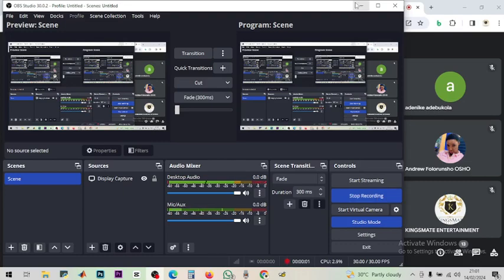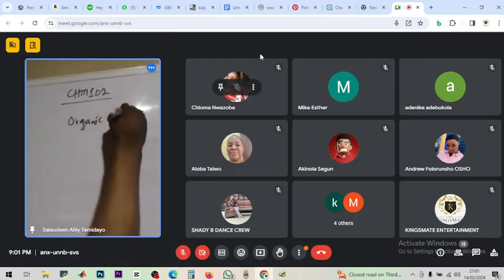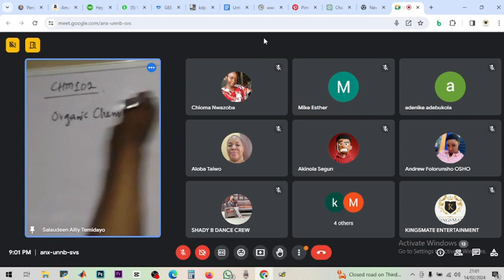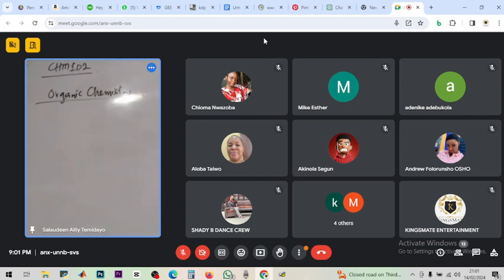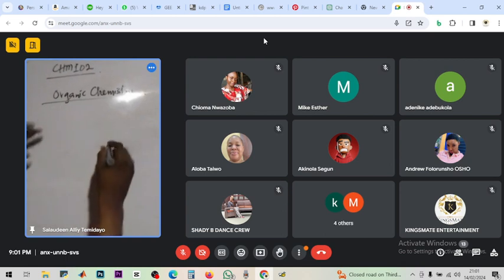Call it organic chemistry. So organic chemistry, that's what we are treating tonight. Mentioning the chemistry of compounds mainly. There is no organic compound that is ionic.